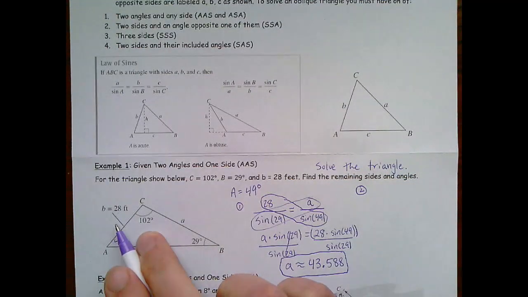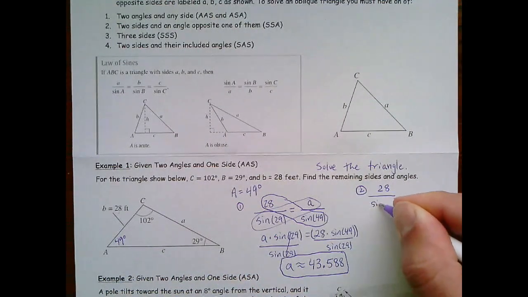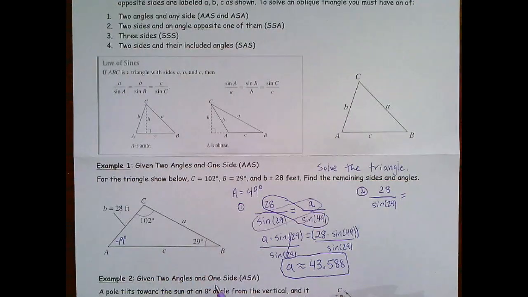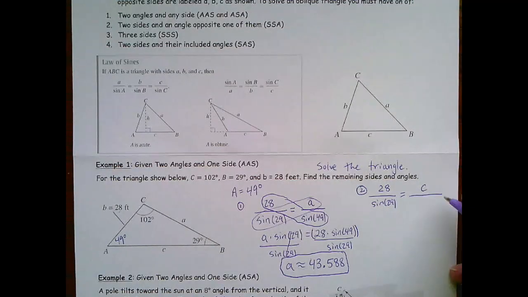Again, I know that side B was 28 feet across from 29 degrees, so 28 over sine of 29 equals, but now in this case I want to solve for C. So what should I write on this side of the equation? Well, I should write lowercase c, which I don't know, all over sine of the angle opposite of it, which is 102. So let's go sine of 102.